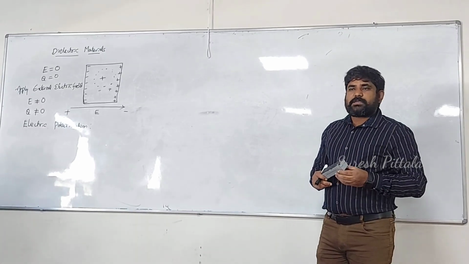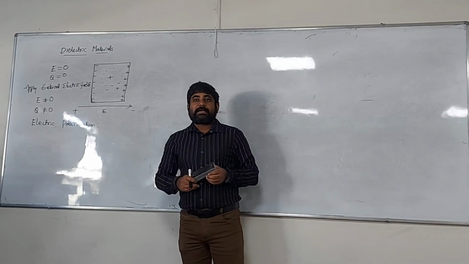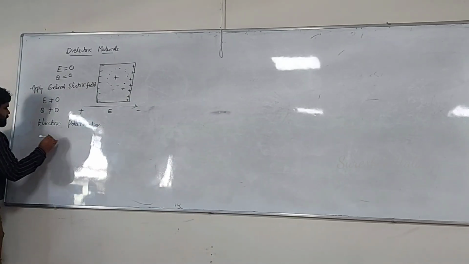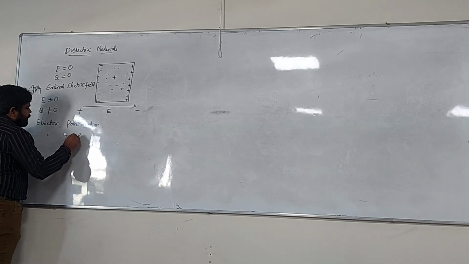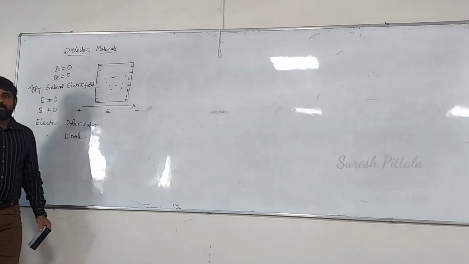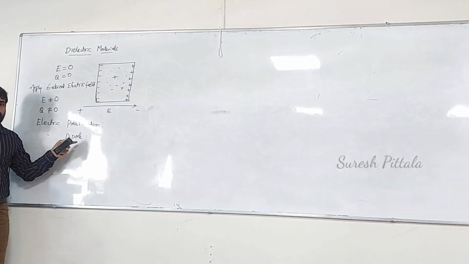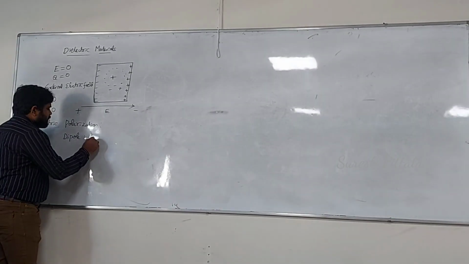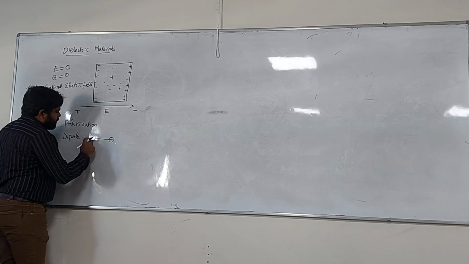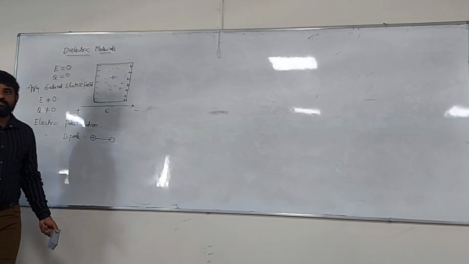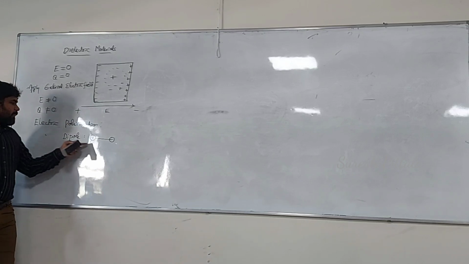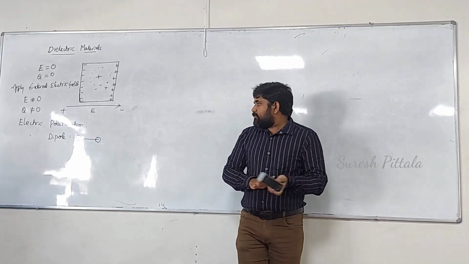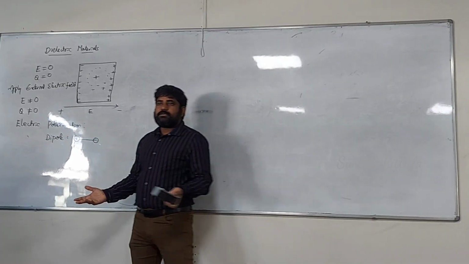Now let me define. In the previous class I defined something called electric dipole. Right? So what is electric dipole? Dipole. Two poles are there. Remember, in an electric dipole, two poles, two polarities should be there. What are the two? You have one positive, you have one negative. So when the positive and negative charges are separated with some distance, you are calling it an electric dipole. Or else equal and opposite charges separated with some distance is called electric dipole.